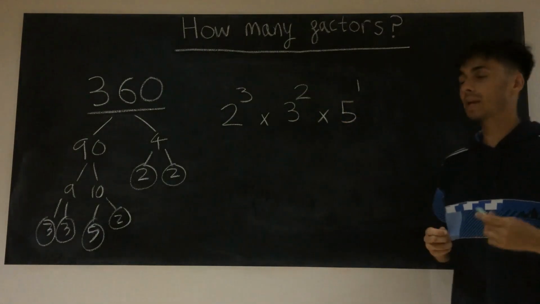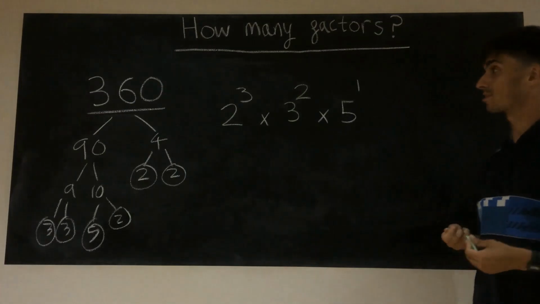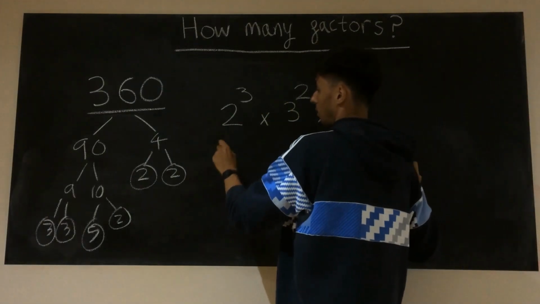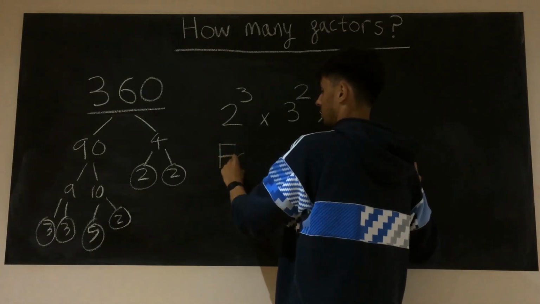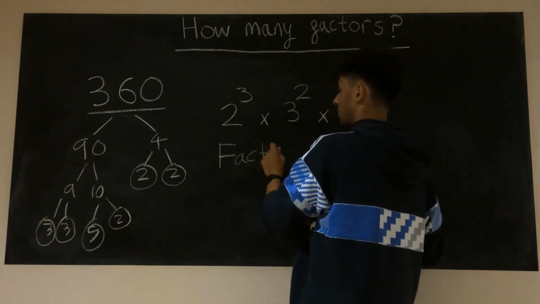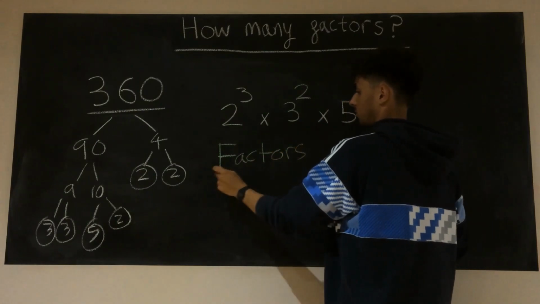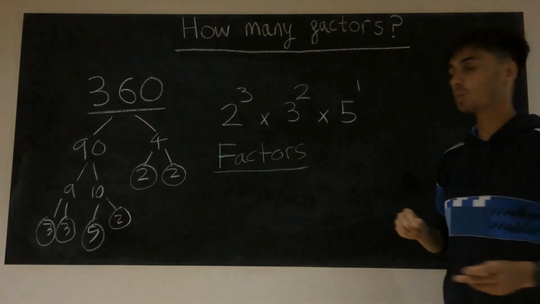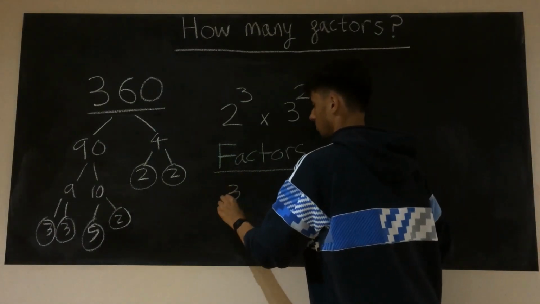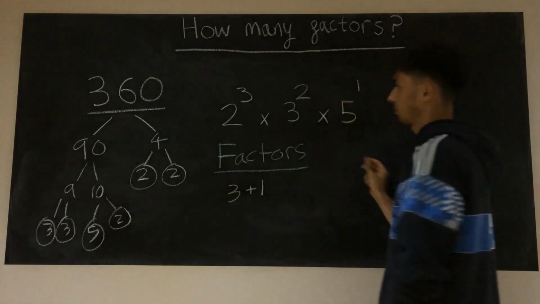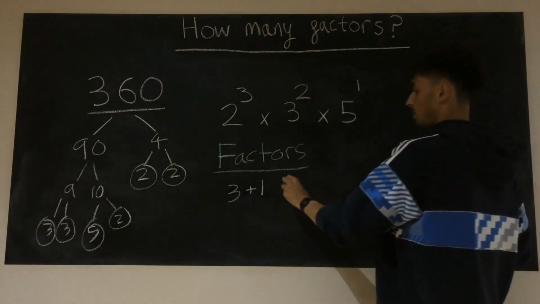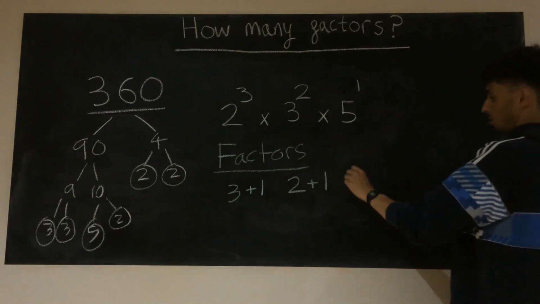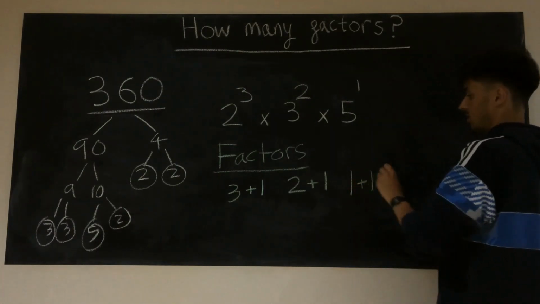So now's the part where we have to remember our rule for counting factors. And what we have to do, I'm going to write underneath, for the factors, we have to add 1 to each power. So we're going to take 3 and add 1. And then 2 was the other power, we need to add 1. And then 1 was the third power, so we need to add another 1 to that.